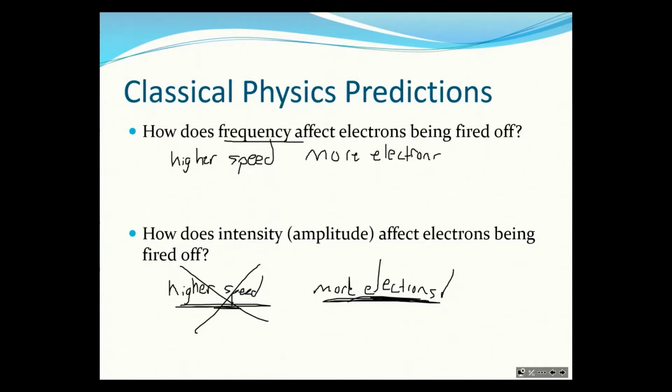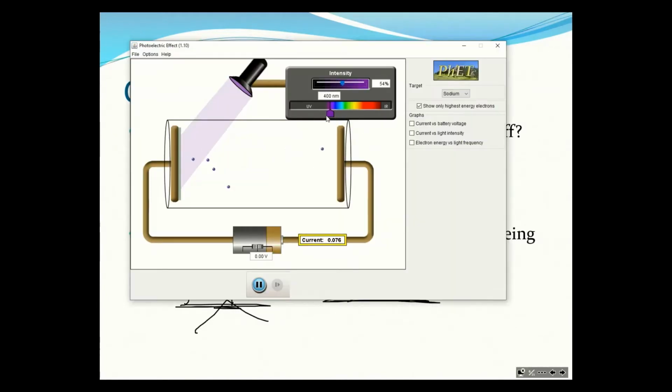Okay, and now we're going to look at the frequency. So wavelength frequency says the same thing. So ultraviolet over here is really high frequency, and infrared is really low frequency. So when I change the frequency, I'm just going to turn that intensity to 100%. Nothing's being fired off. That's super weird. What's going on here? Oh, all of a sudden, bam, we get some electrons being fired off.